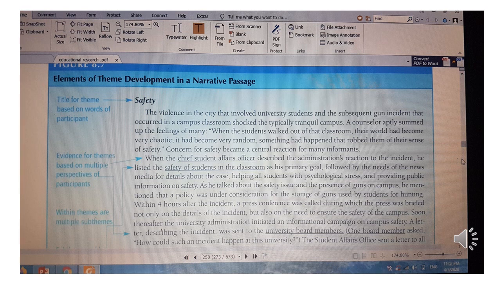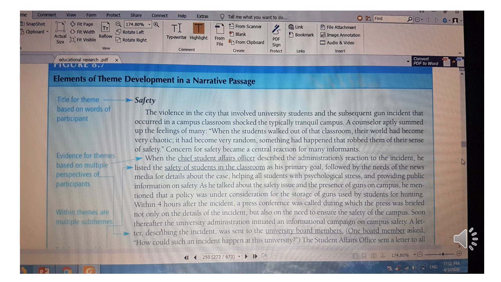So here, this is a good example to illustrate this point of major themes and sub-themes or minor themes. As a title for a theme, it's safety. It may be asked by the interviewer directly. For example, do you think safety is very essential or is related directly to school violence? So it can be taken directly from the question, or it can be stated by the participant. For example, the participant can use safety as one component of his answer to your question.